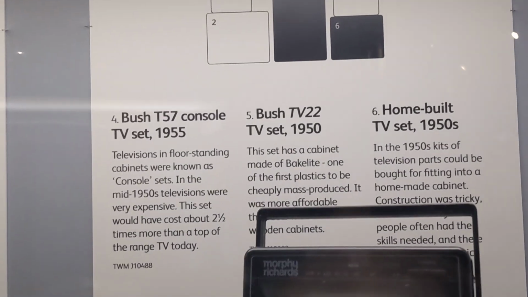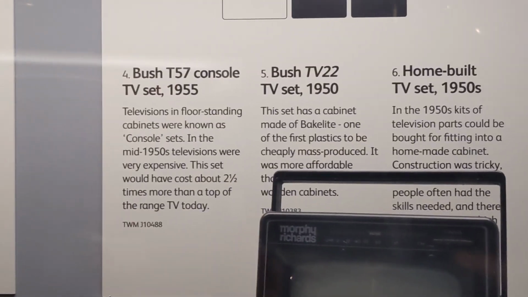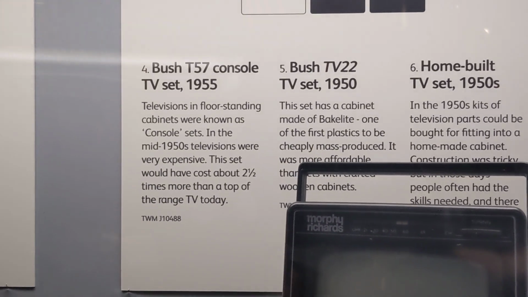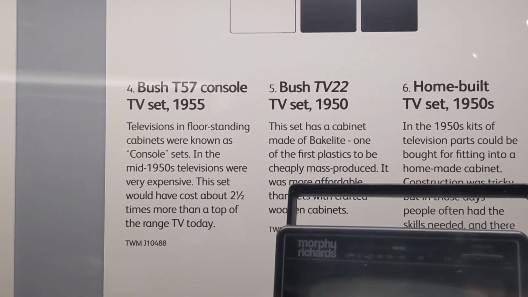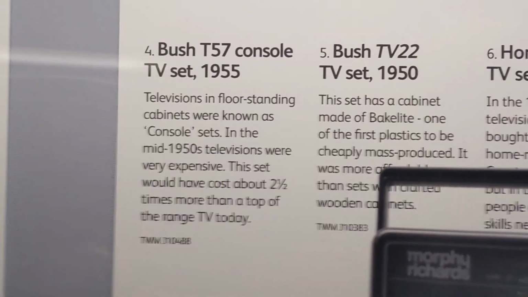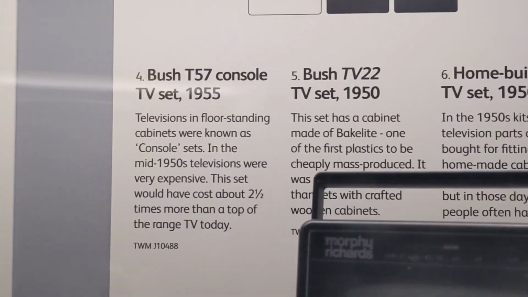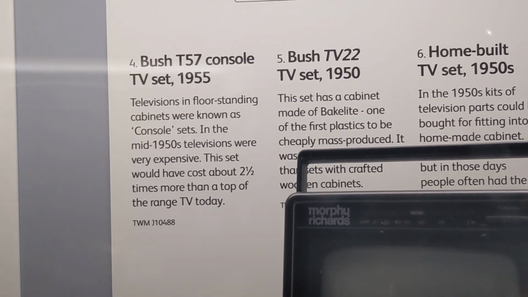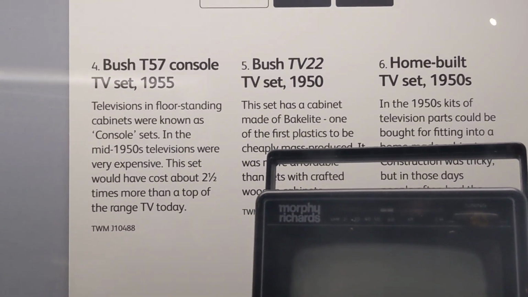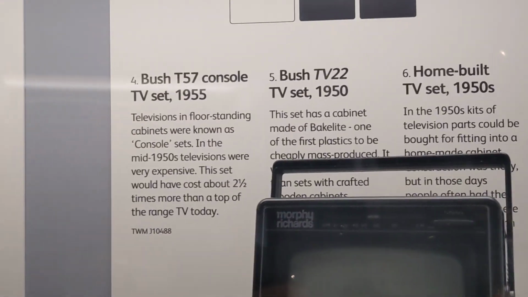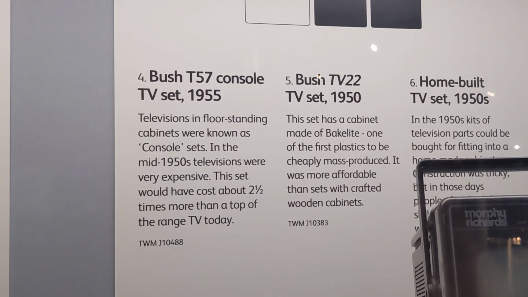Television and floor standing cabinets were known as console sets. In the mid 1950s, televisions were very expensive. These sets would have cost about 2.5 times more than a top-of-the-range TV today.